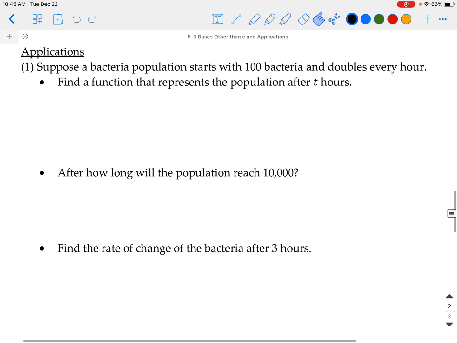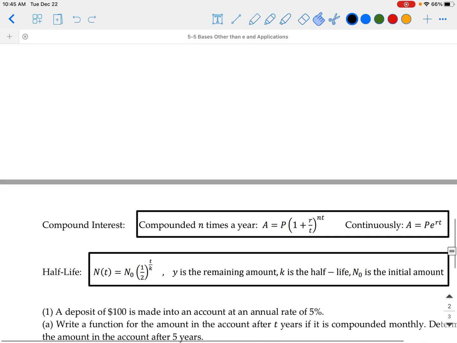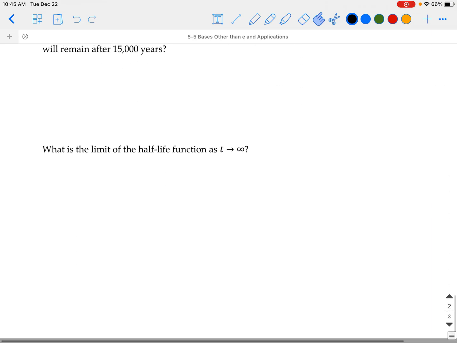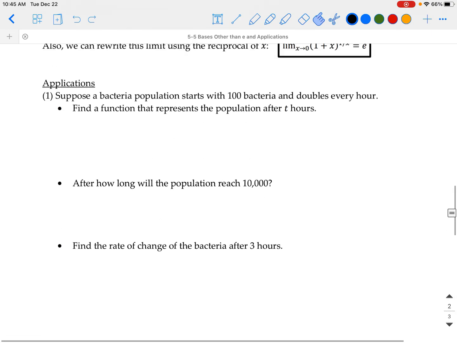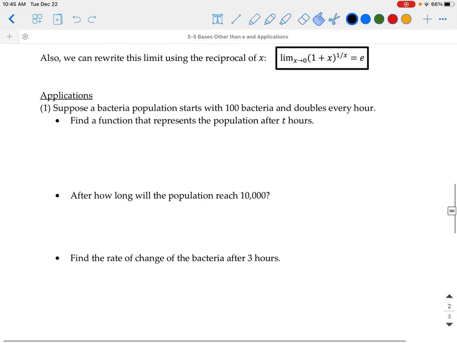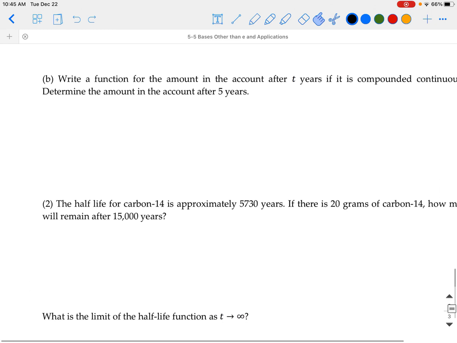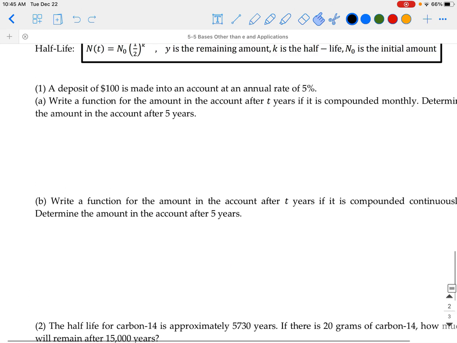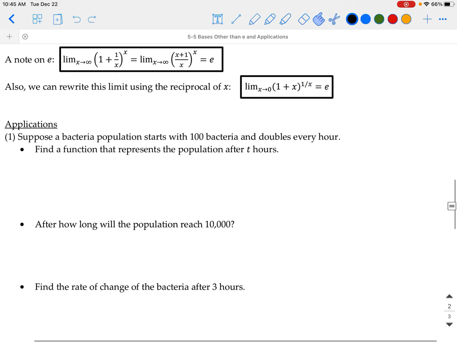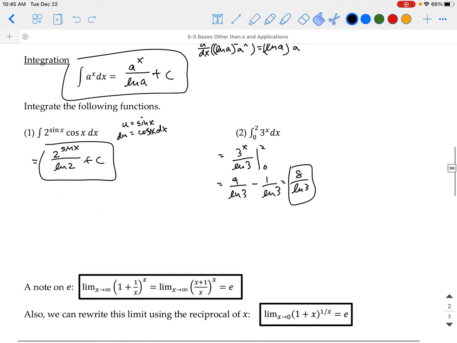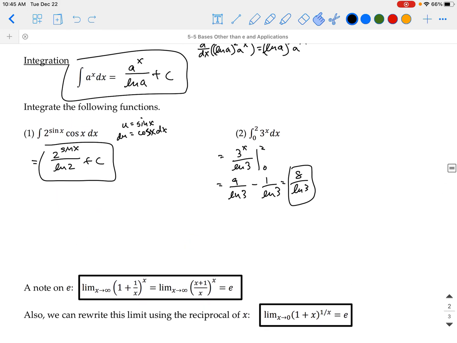And for applications, we've got a bacteria problem as well as some compound interest problems. These are all kind of review type examples, so I'll let you work these out on your own. You are going to be using the derivative and integral properties, but I think we'll save these for the next video.